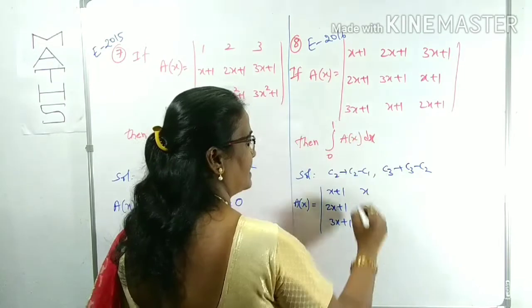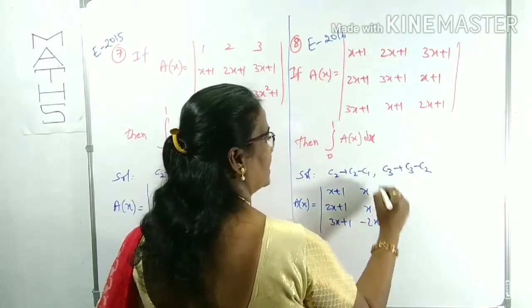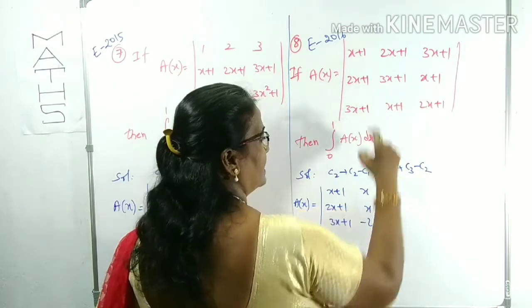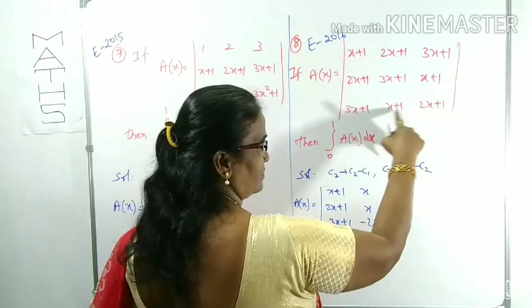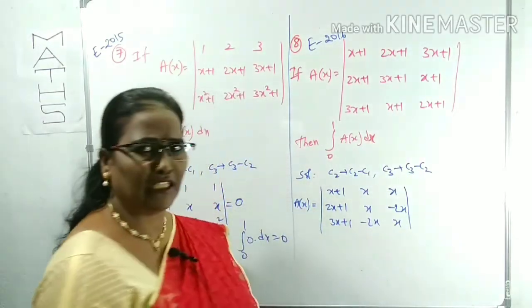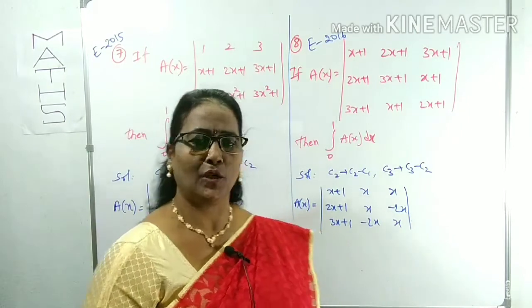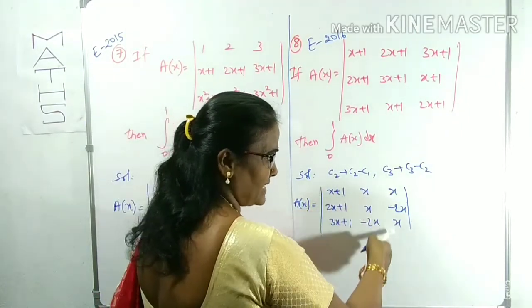Here x minus 3x is minus 2x. And here also 3x minus 2x is x. X minus 3x is minus 2x. The 1s cancel and 2x minus x is x. And you know that clearly we can take any element common from any row or column. We can take x common from the second column as well as the third column.